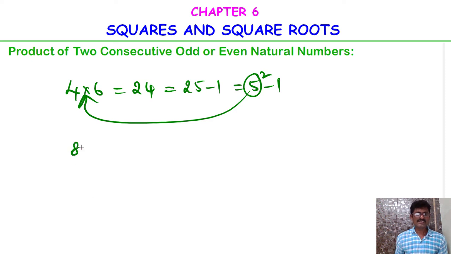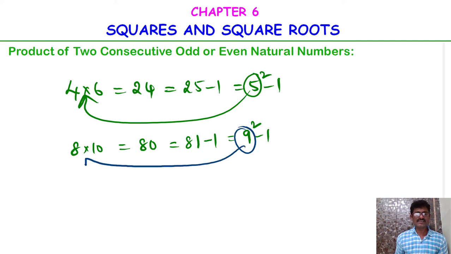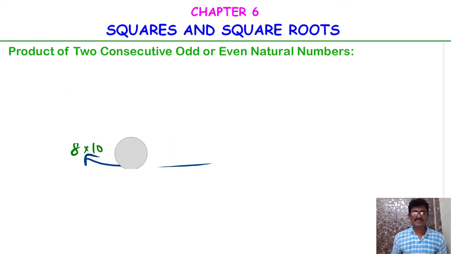Now let us take 8 into 10, which is equal to 80, and this can be written as 81 minus 1, which is equal to 9 square minus 1. Now this 9 is in between 8 and 10. So whether those are consecutive odd numbers or consecutive even numbers, it doesn't matter. In both the cases it works. Now how it works, let us see.